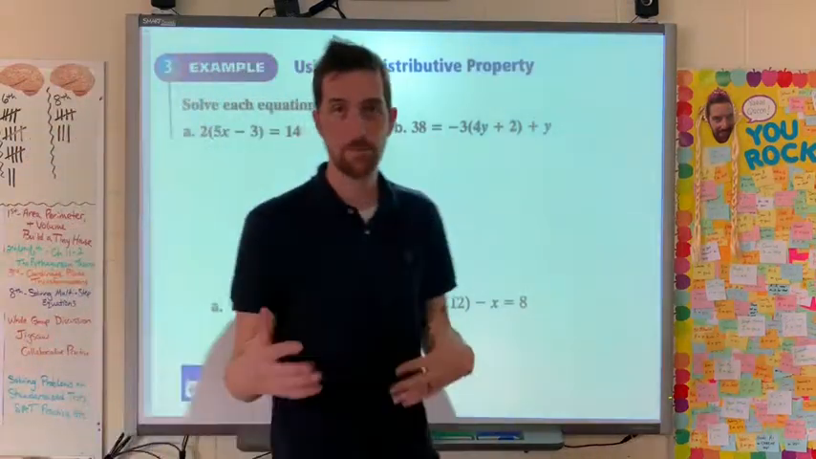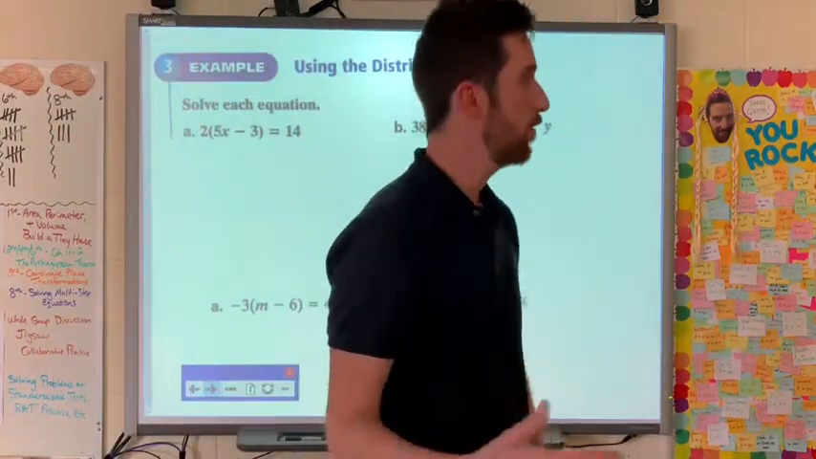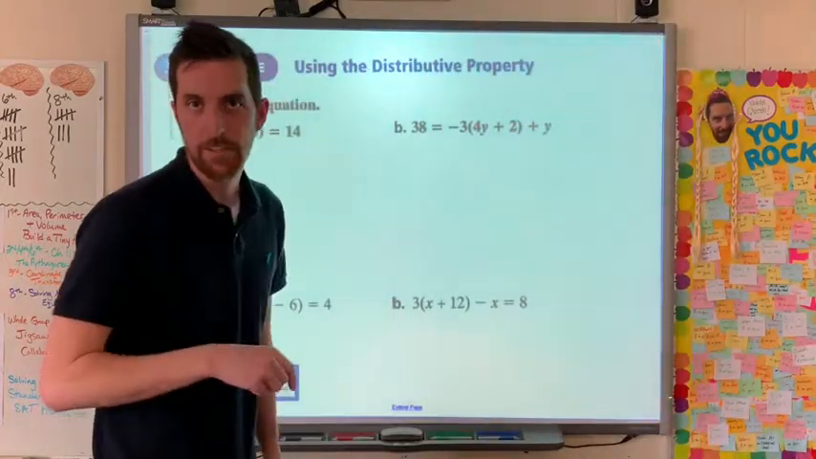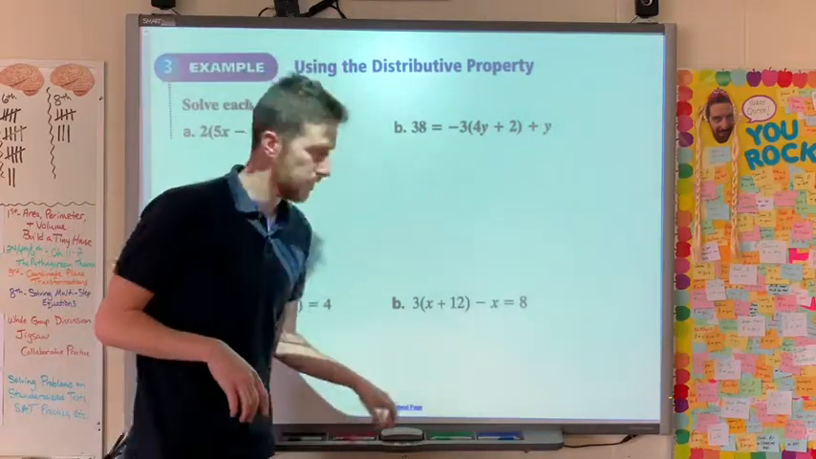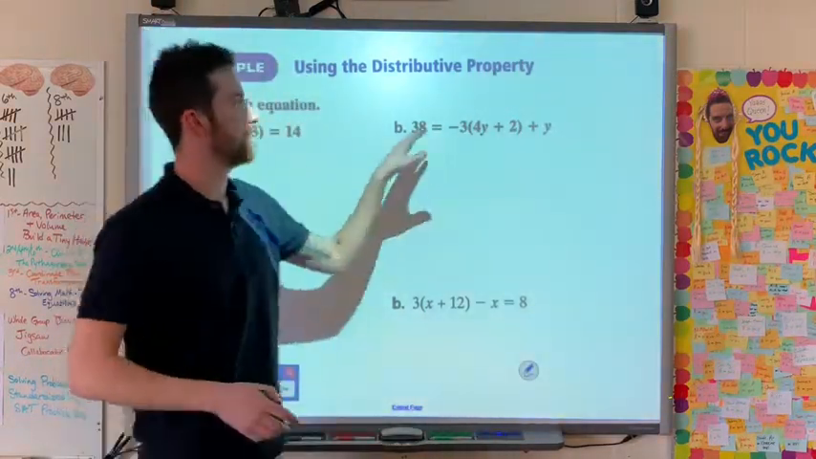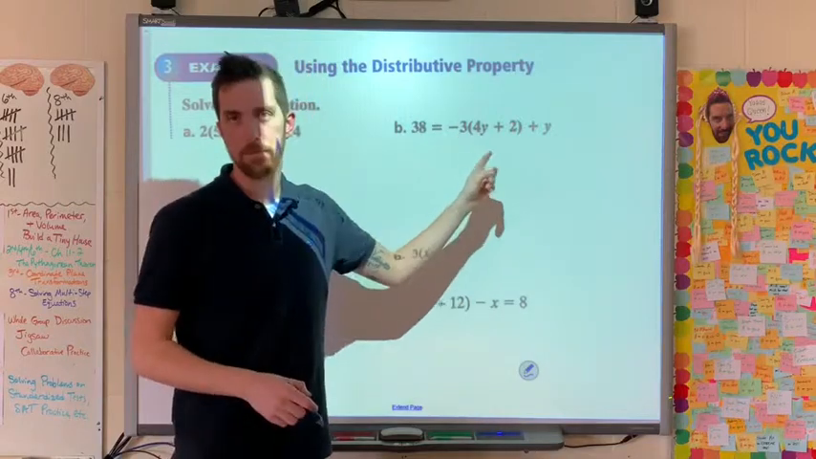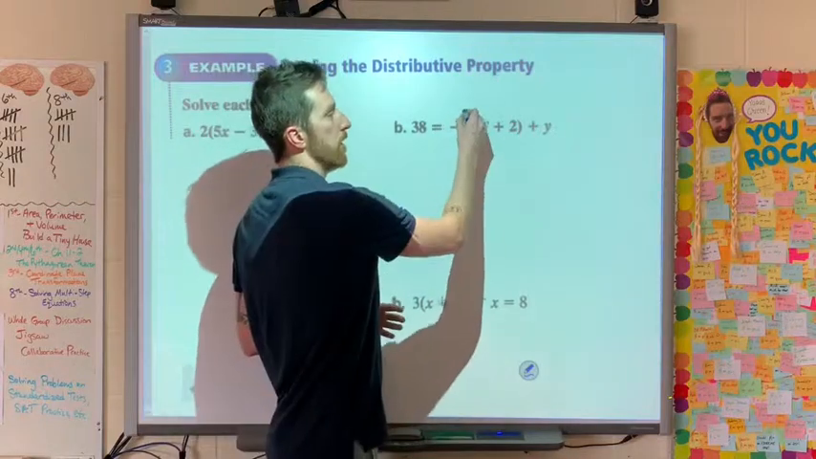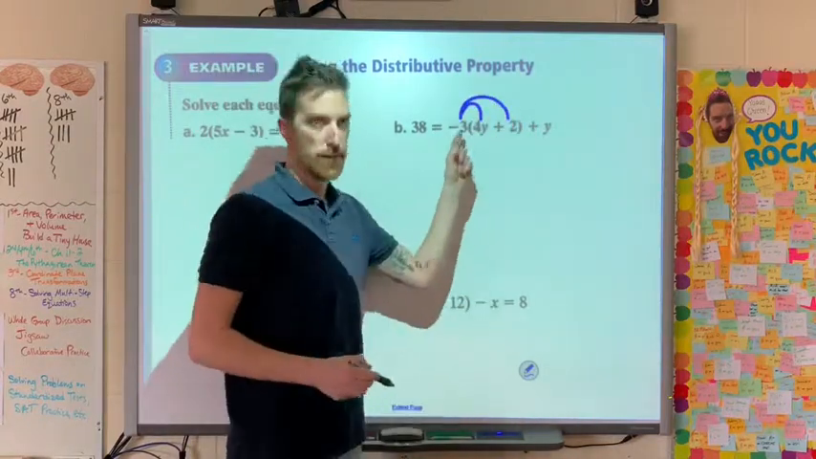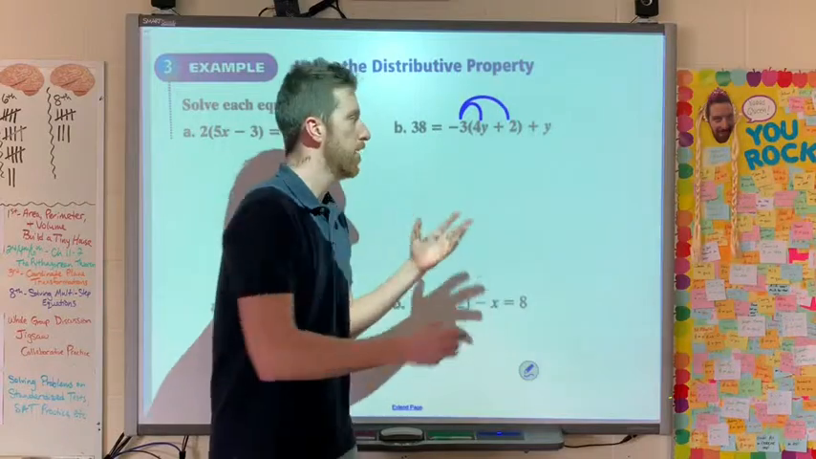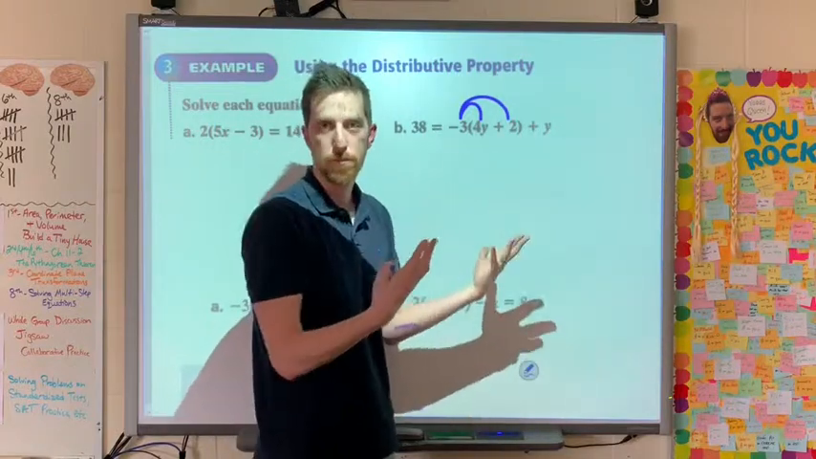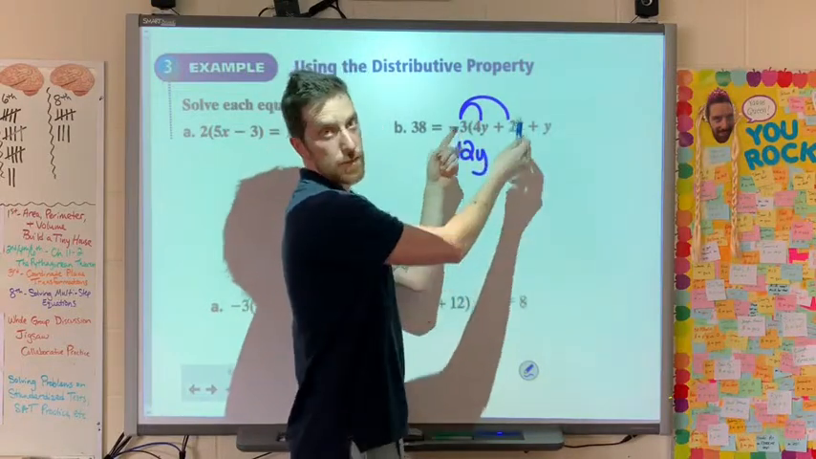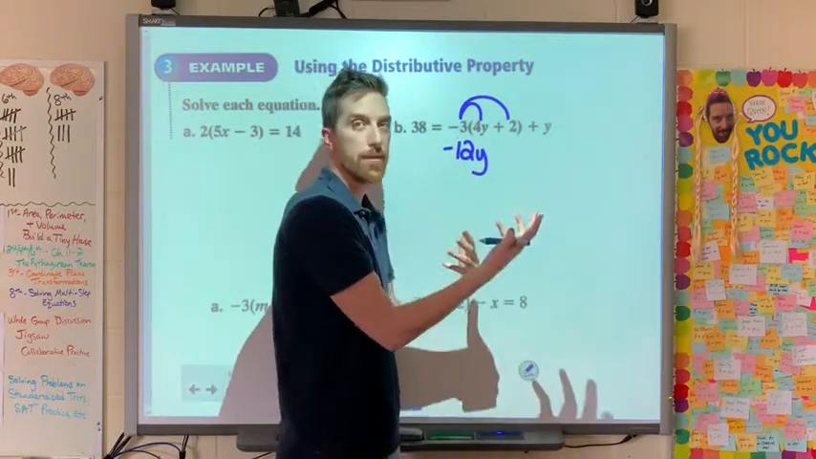Now this is where we get the distribution in there. We've got parentheses. I got about 4 minutes left before the bell rings. So if you look at B here, you have a number outside the parentheses. We're going to distribute that or multiply it in. So I'm doing -3 times this stuff. -3 times 4y, positive times a negative, works out to be a negative. So it'd be -12y. -3 times +2 gives you -6.